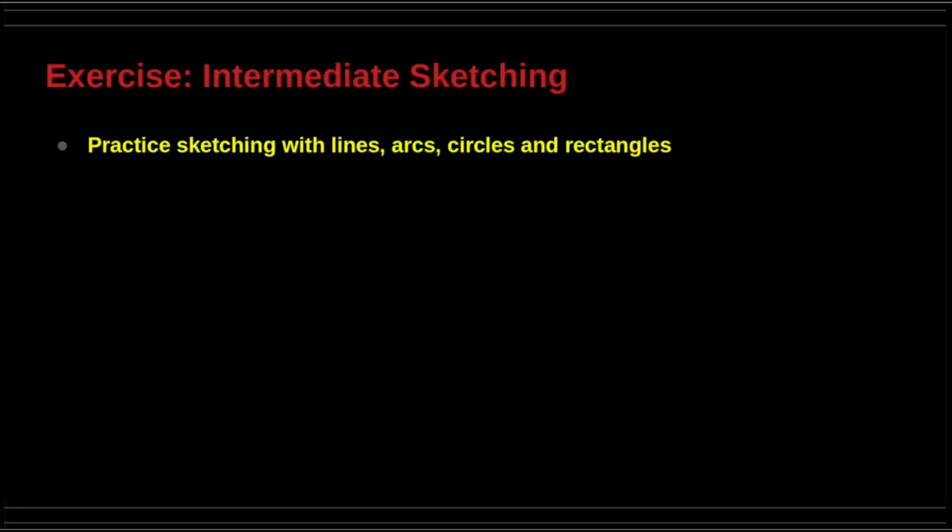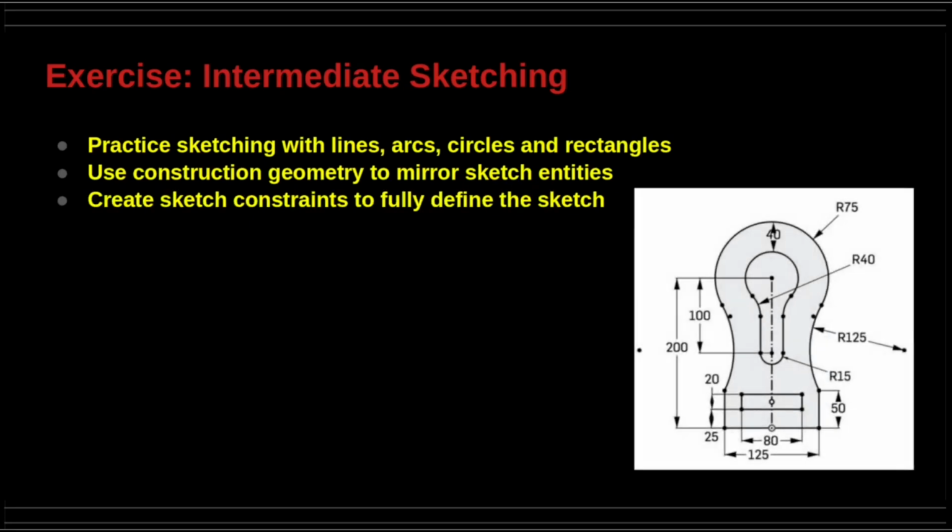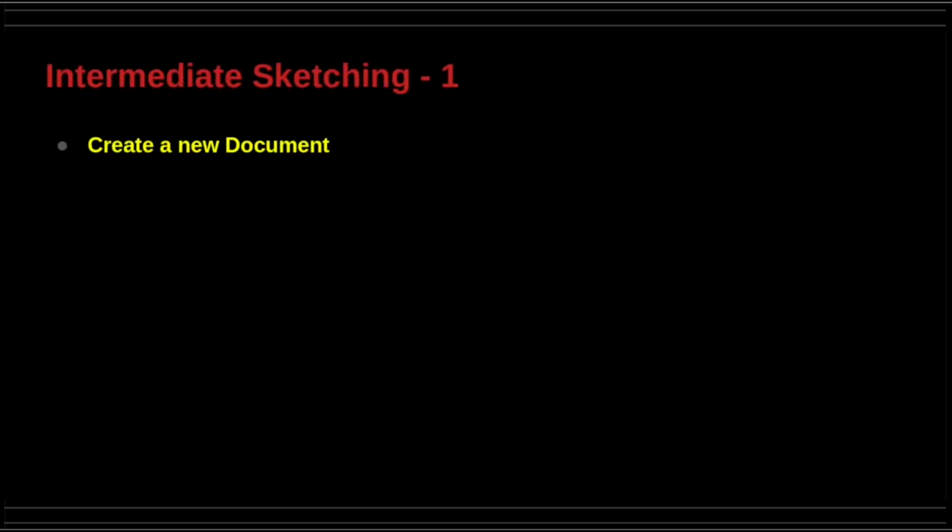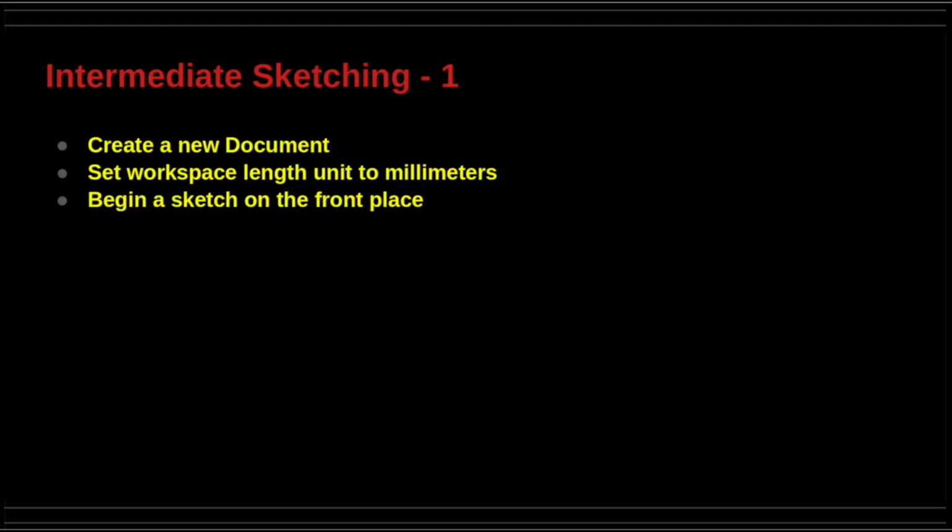The intermediate sketching exercise practices sketching with lines, arcs, circles, and rectangles. You can use the construction geometry to mirror sketch entities. You create sketch constraints to fully define the sketch. To start the exercise, create a new document. Set workspace length unit to millimeters. Begin a sketch on the front plane.